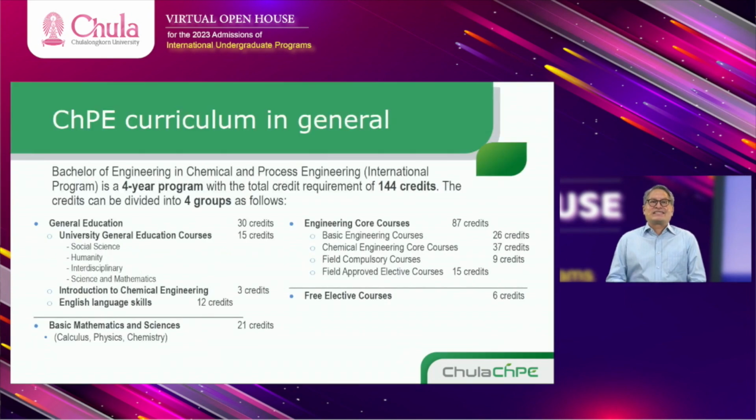So next, let's talk about our CHPE curriculum. In general, it's a 4-year program with 144 credits, divided into 4 groups. The first group is general education, 30 credits. Then another 21 credits for basic mathematics and science, which is calculus, physics, and chemistry mostly. And then we have 87 credits for the engineering core courses.